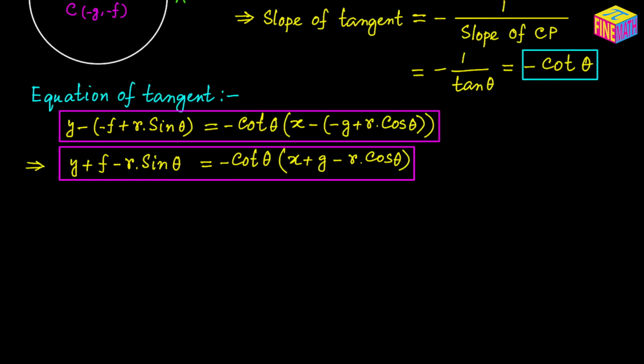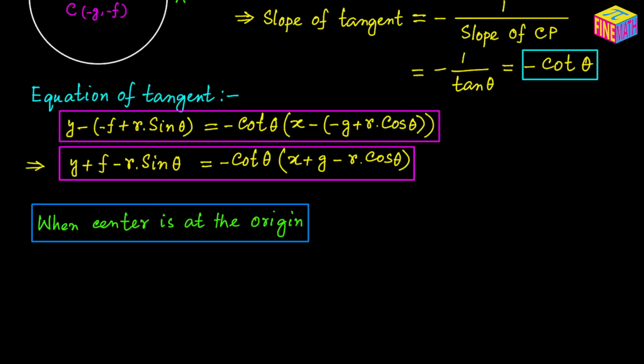Next, we are going to take a special case where the center of the circle is located at the origin. And in that case, we are going to see how this equation is going to look. When the center is at the origin, we can say then negative g will be equal to 0 and negative f will be equal to 0, because that will be the coordinates of the center at the origin. That's the coordinates of the origin. And from here we can say then g will be equal to 0 and f will be equal to 0.